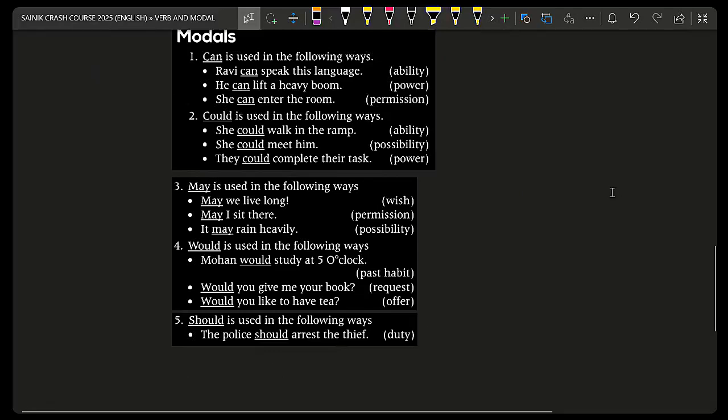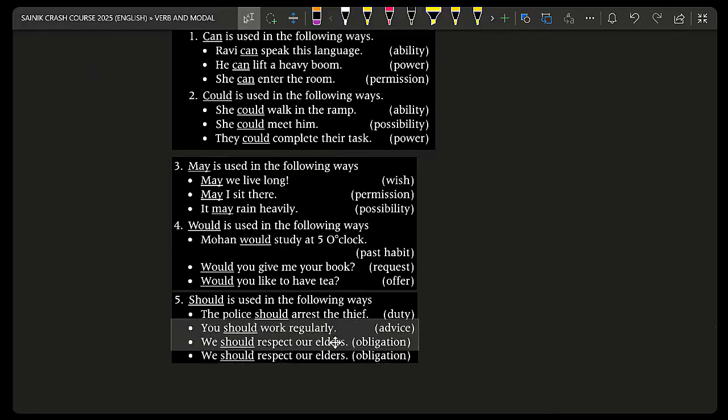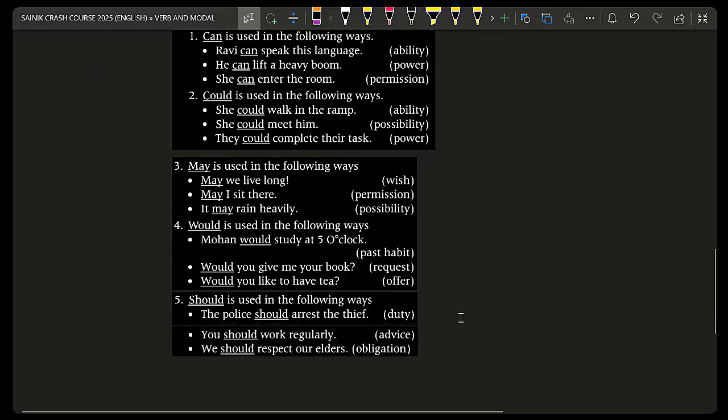Compulsion or obligation. Both are same. So should is used in the following ways: for duty, for advice, or for obligation. Duty means somebody has to do their assigned work. The police should arrest the thief.